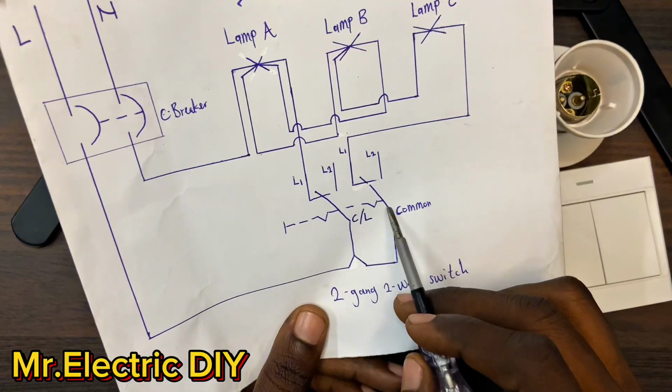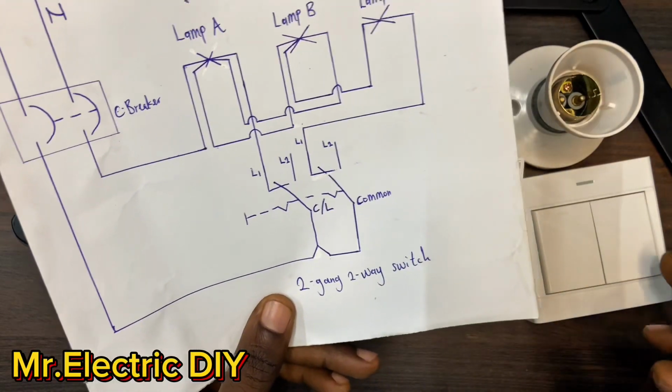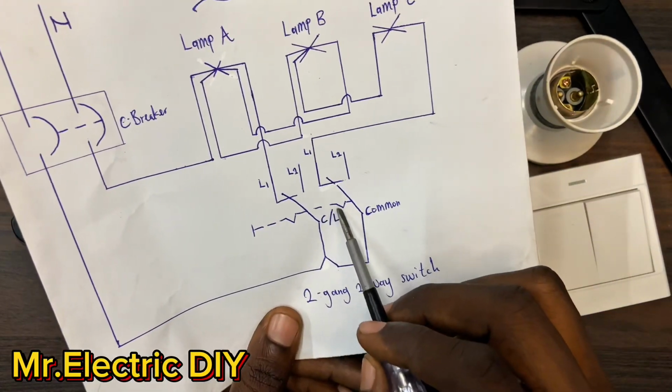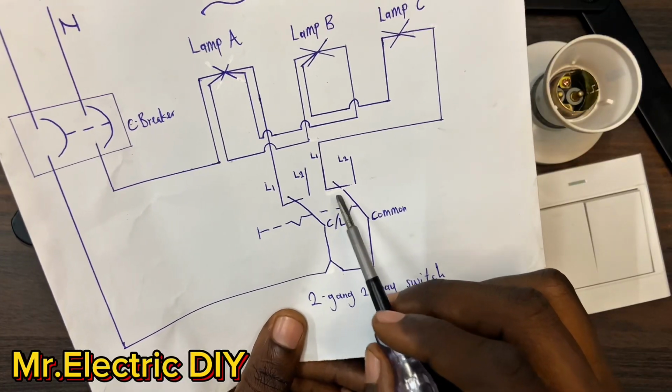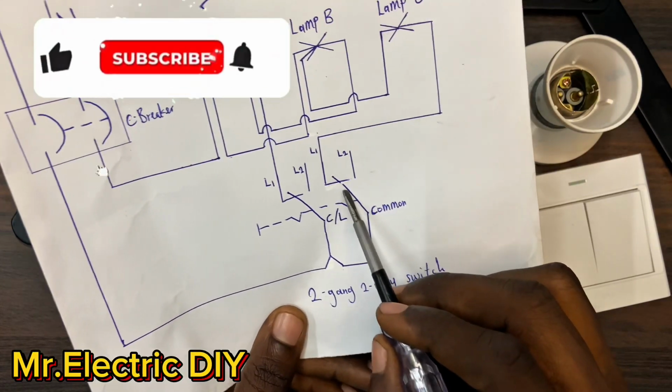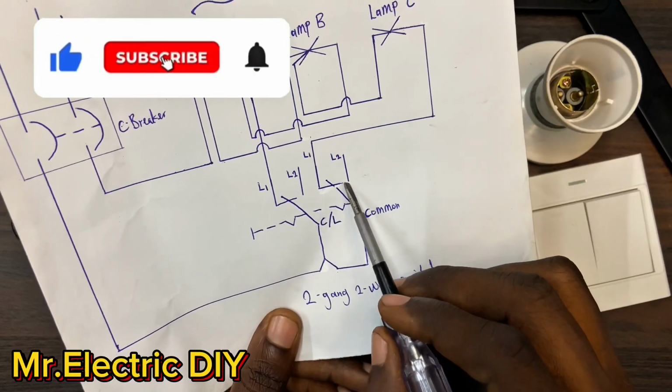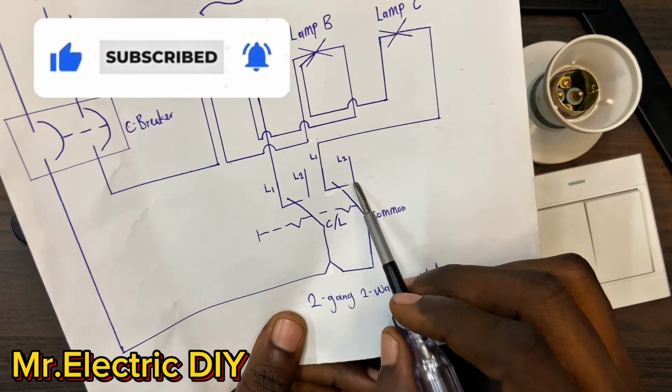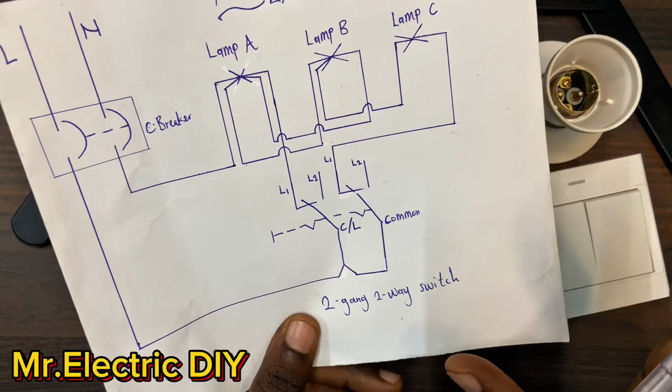This side works on the same principle. When you push the gang, this vein you see here is going to turn into a straight line, and this bar, that is the common bar, is going to be pushed to this side, that is L2. That is the way the switch works.